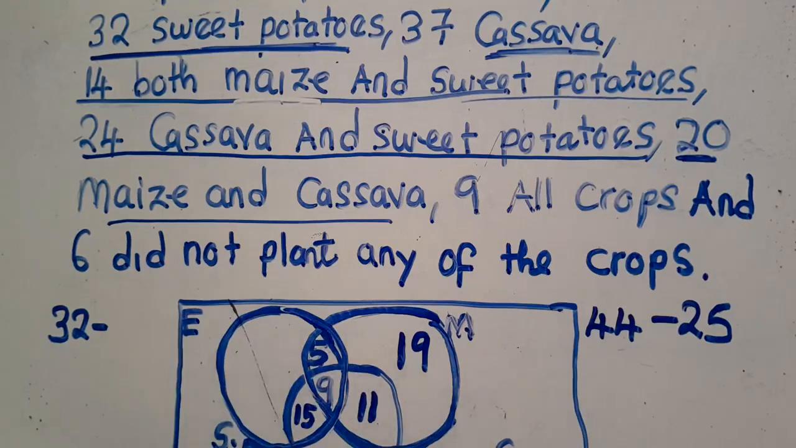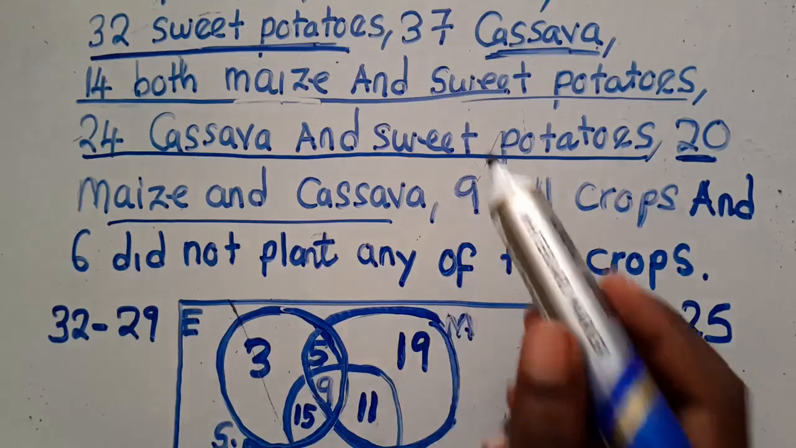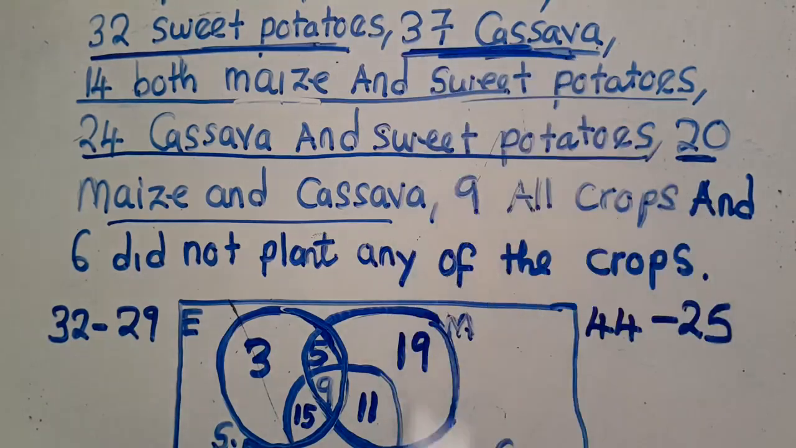What answer am I getting? I'm getting 29. So 32 minus 29, what answer am I getting? I'm getting 3. So I put my 3 there. This is what I need to do. Then after doing this, I continue where else there is 37 for cassava.